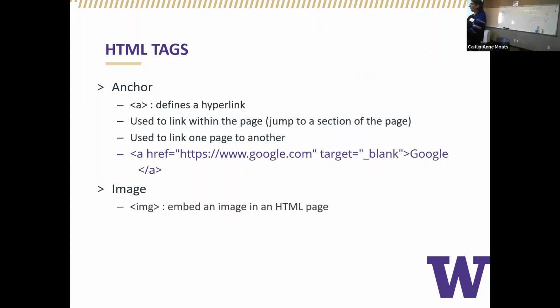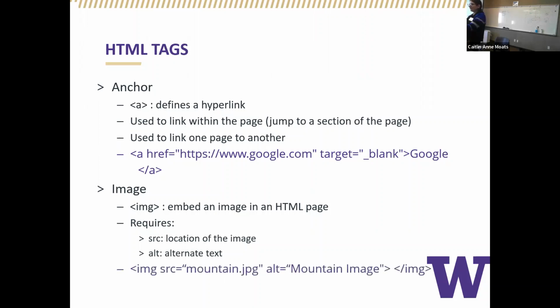So next we have the image tag. To embed images in an HTML page, we use the image tag, and it requires two inputs: the source, that is the location of the image that tells the HTML page where the image is present, and an alternate text. For example, if the image is being served from a CDN or any server, and the server fails to respond and there is a lag, in the meantime we can display the alternate text.